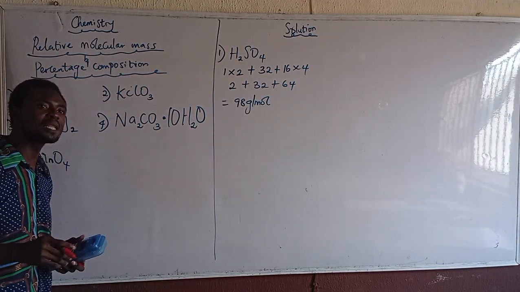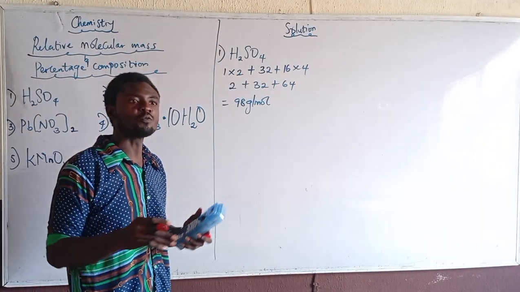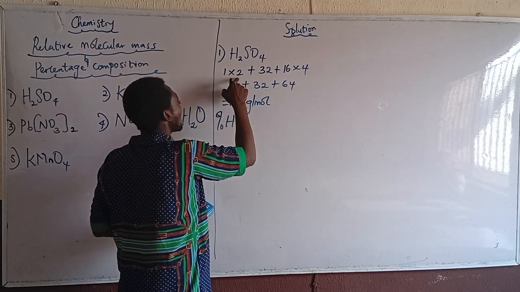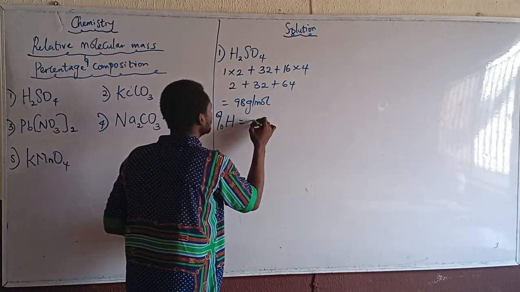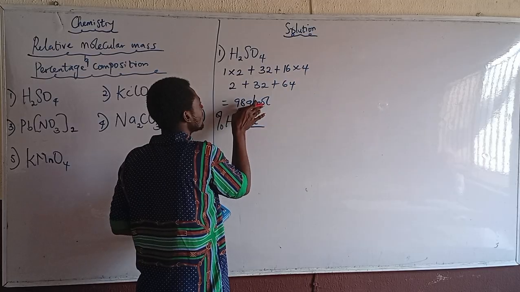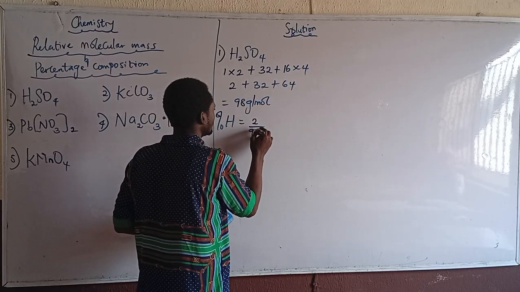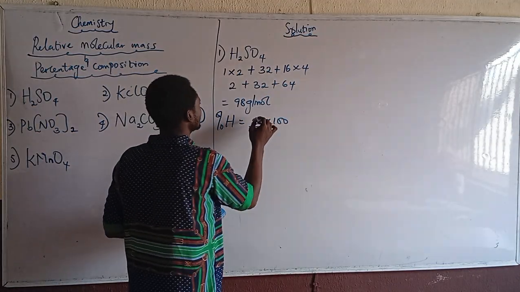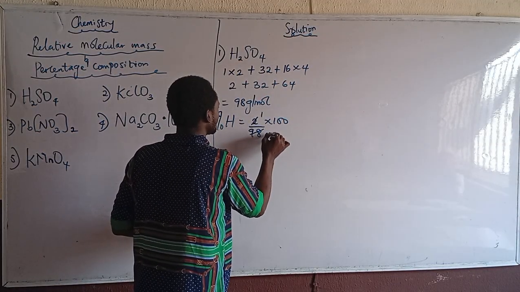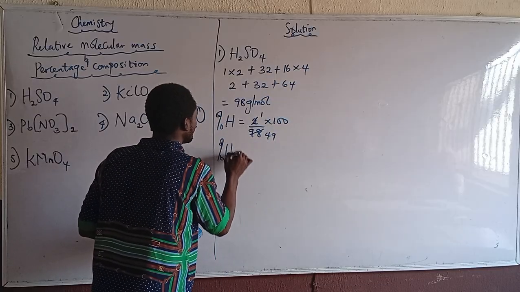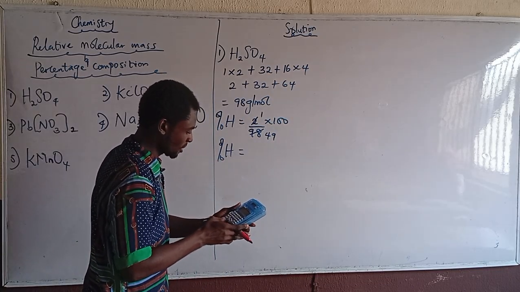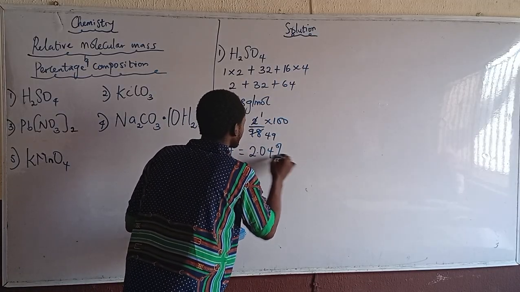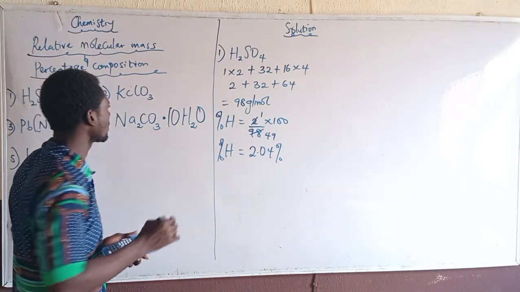Now, to calculate the percentage composition of each element here, percentage composition of hydrogen is 2 divided by the molecular mass, then multiplied by 100. So here I can say 2 here, 1, 2 here gives 49. So percent of hydrogen becomes 100 divided by 49, which is 2.04%.